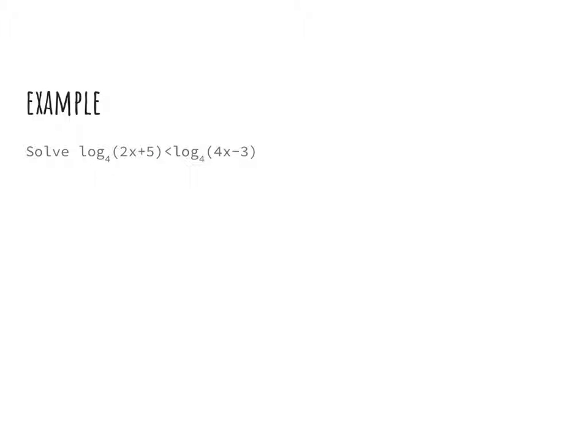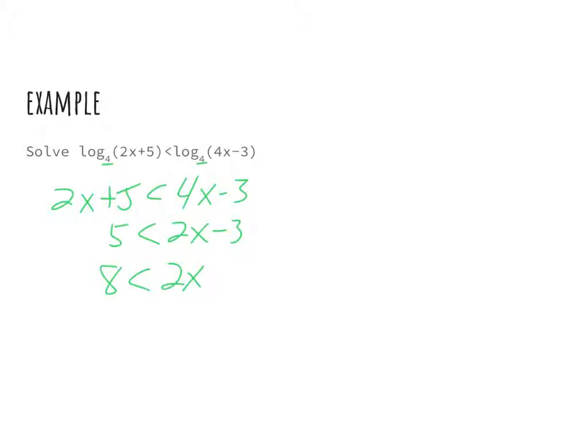Our next example, the log base 4 of 2x plus 5 is less than the log base 4 of 4x minus 3. Again, since the bases are the same, I just use what's inside the parentheses, so 2x plus 5 is less than 4x minus 3. Now I solve for x. I can subtract 2x from both sides, add 3 to both sides, divide both sides by 2. So I've got 4 is less than x, and again, we want the variable on the left side, so instead of saying 4 is less than x, I would say that x is greater than 4 as my final answer.